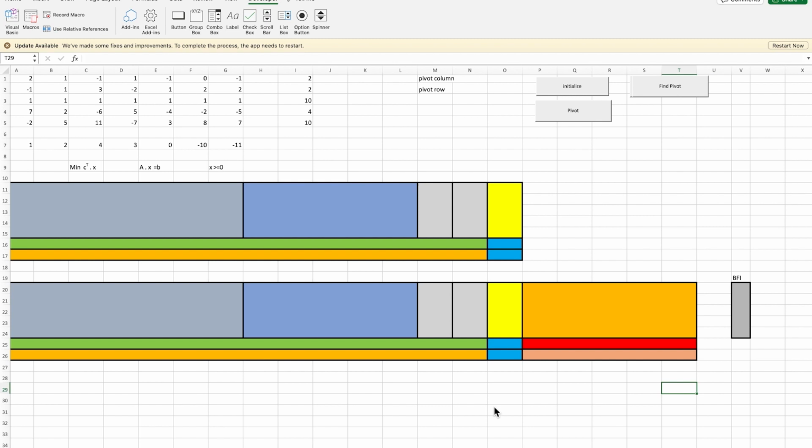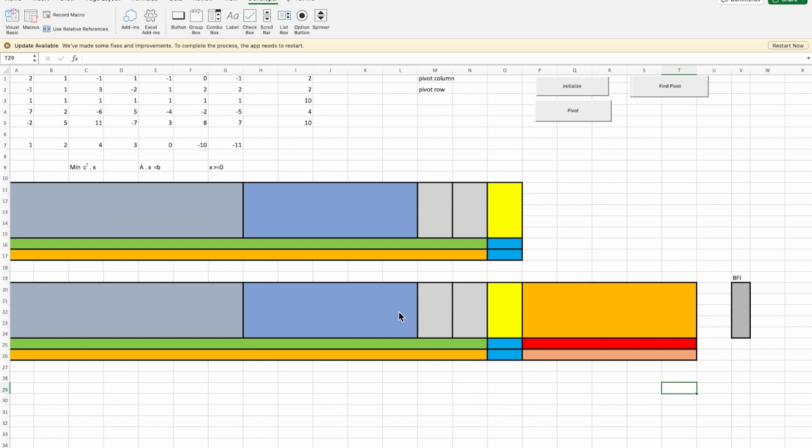This is a linear programming example that illustrates all the results that we covered in my previous video, like phase 1, phase 2, degeneracy, lexicographic method, and the duality.